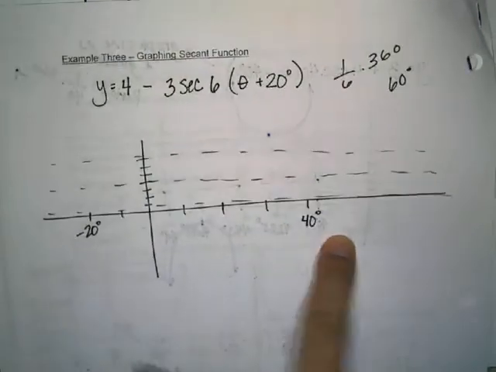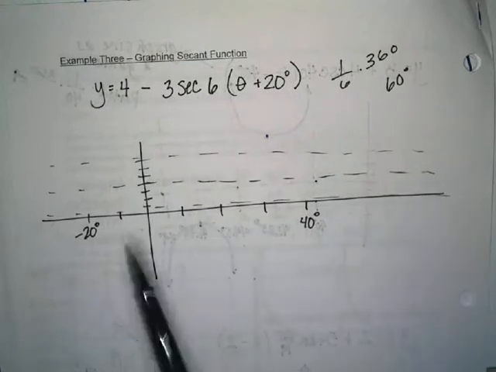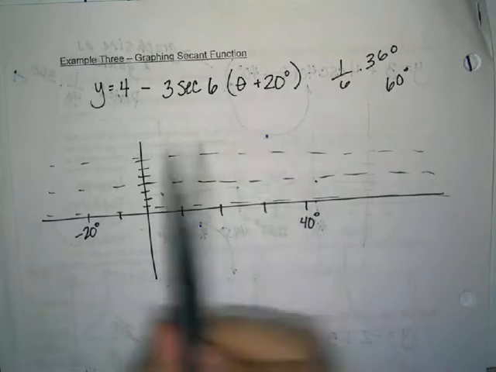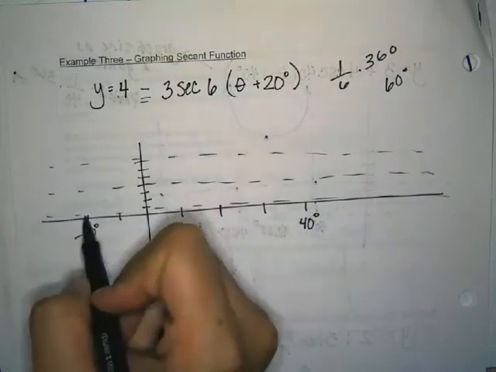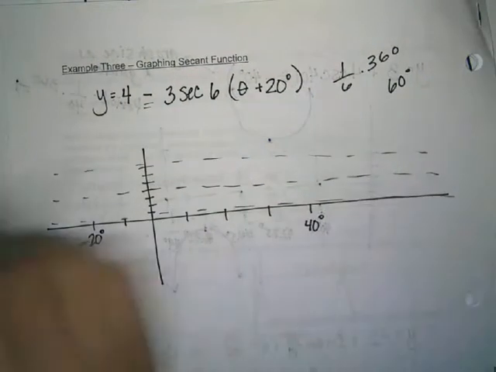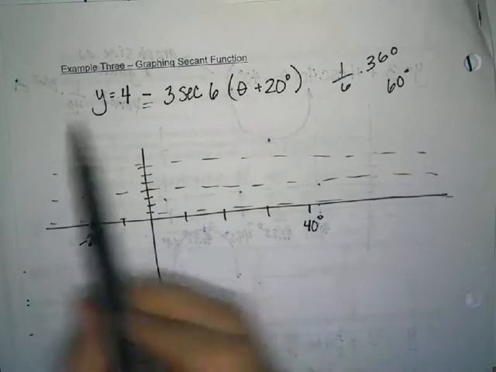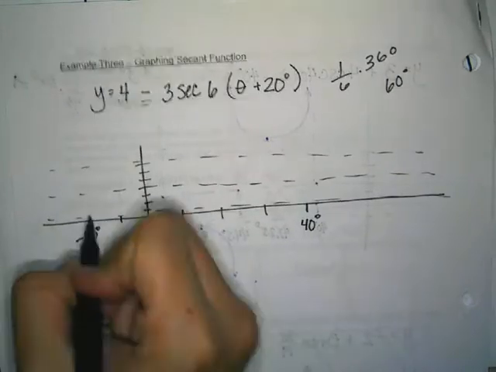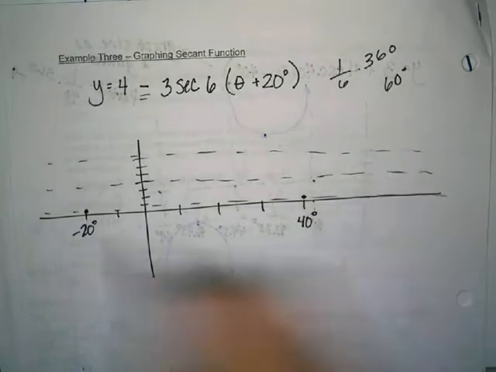So here's my first period from negative 20 to 40. Now it's actually time to graph secant. I'm going to go ahead and sketch in cosine because this is the reciprocal. But also notice I have a negative amplitude, so you have to be careful there. Instead of cosine starting at a peak, it's going to start at a valley at negative 20 and end at a valley. Let's go ahead and figure out these individual marks.